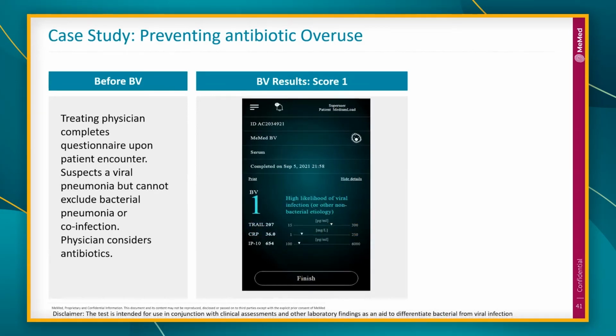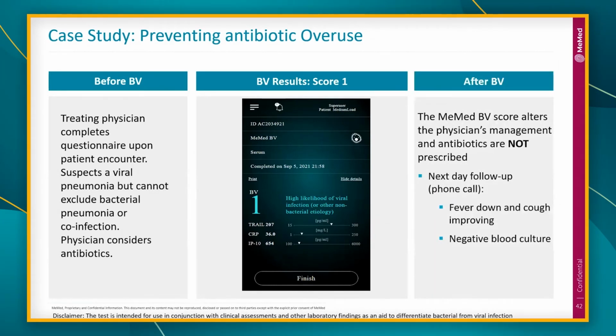If you zoom in on the single biomarkers, CRP was 36, elevated, but it's borderline, so it's less informative. IP10 of 654 indicates high likelihood of an infectious process, but still doesn't separate between bacterial and viral etiologies. The TRAIL of 207 is highly elevated, indicating a viral process, and thereby influencing the score to be very low. As a result of this, the physician decided not to prescribe antibiotics. Next day, follow-up phone call: fever down, cough was improving, and the negative blood culture eventually came out.